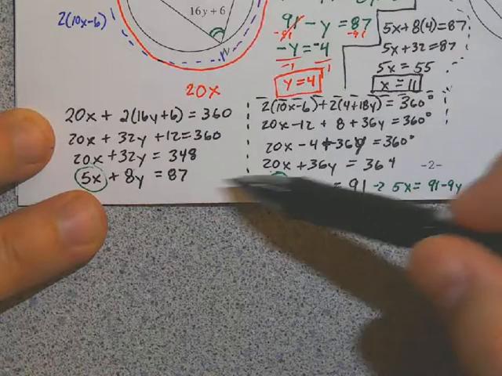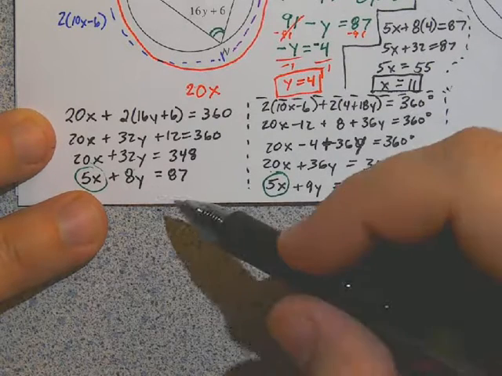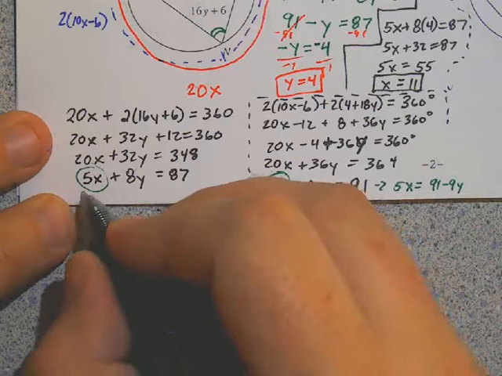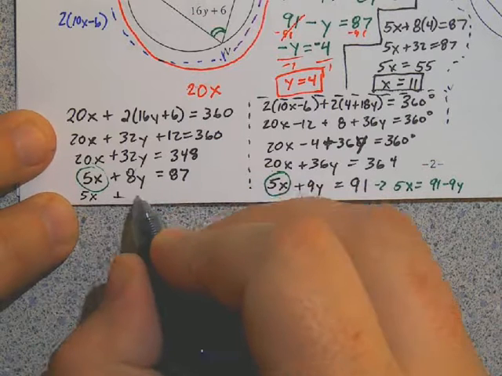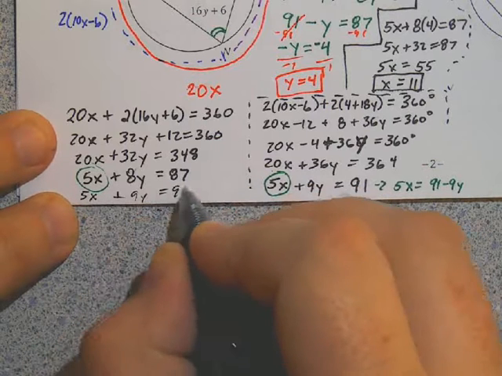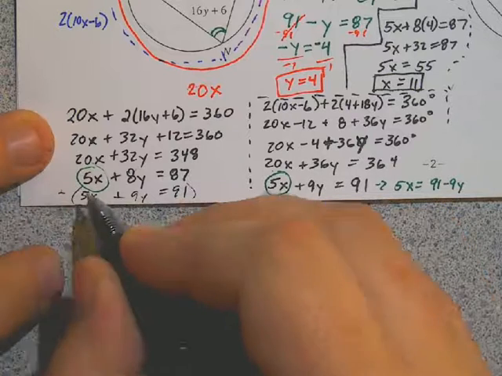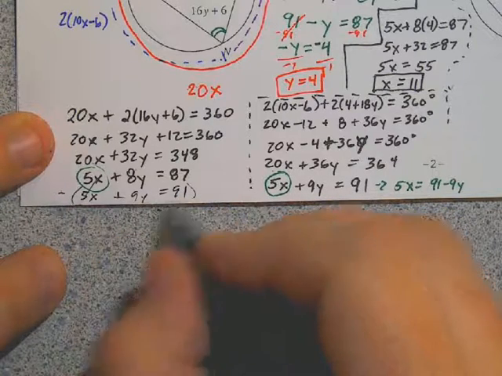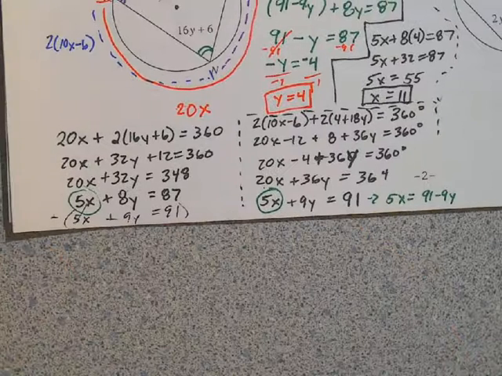Good luck with number 16. It will be very similar. Okay, so you're going to have to set these up, and you're going to have two equations with two unknowns, and you're going to have to use either substitution or elimination. We use substitution here. We solve for one and substitute into the other. You could also use elimination. I don't know if you remember that one.